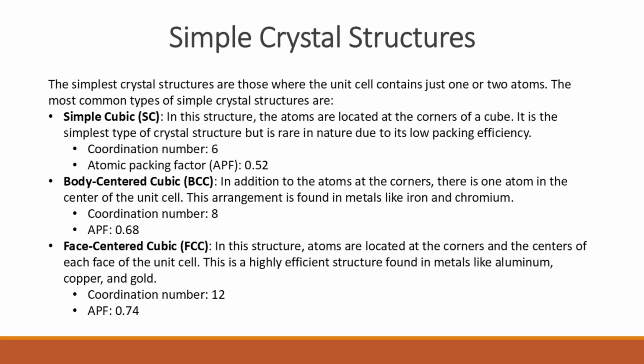Atoms are located at the corners and centers of each face of the unit cell. This structure is found in metals like aluminum, copper, and gold. It boasts a coordination number of 12 and an impressive atomic packing factor of 0.74.